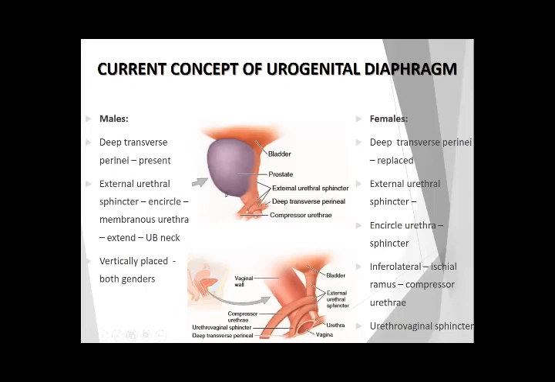Now, in males the external urethral sphincter surrounds, encircles the membranous urethra and goes as far as the neck of the urinary bladder. In females, it encircles the urethra, all right, and this is the external urethral sphincter. It merges with the external urethral sphincter.